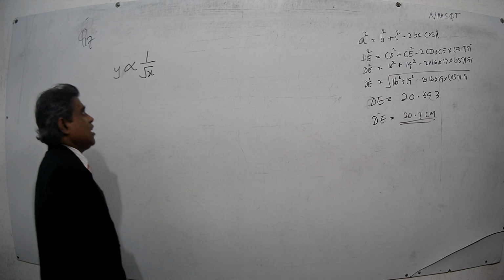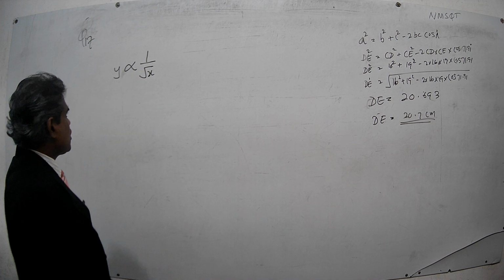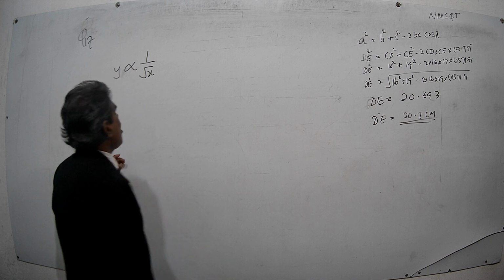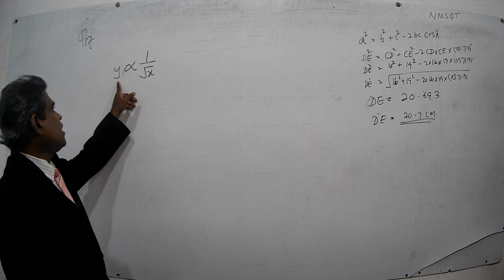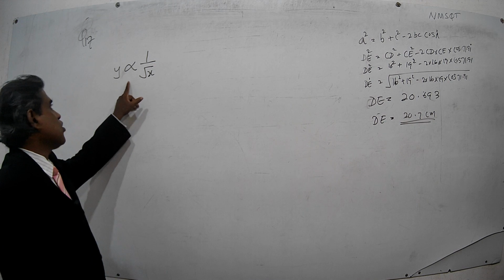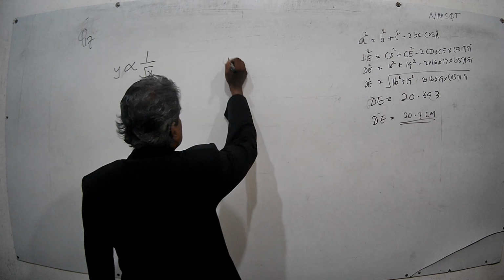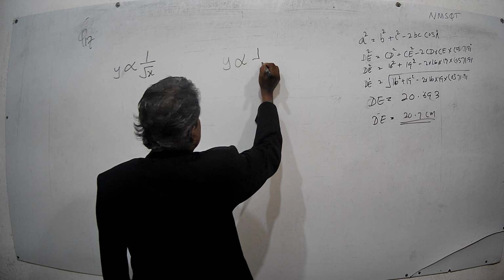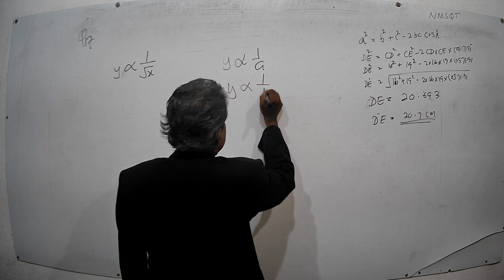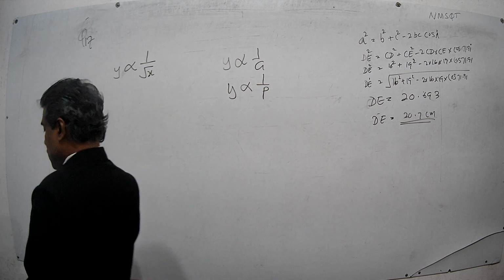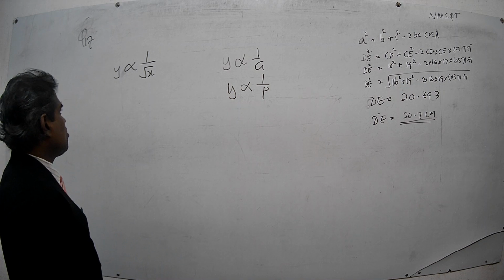You have to write the proportion statement as a fraction where the numerator is 1. Otherwise, it is the reciprocal of the direct proportion. This is how you write y is inversely proportional to square root x. If y is inversely proportional to a, you write it like this. If y is inversely proportional to p, you write it like this.